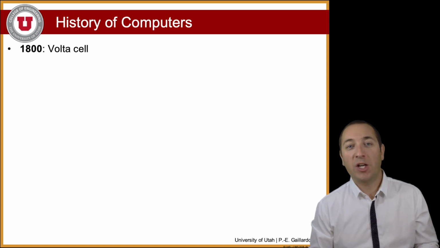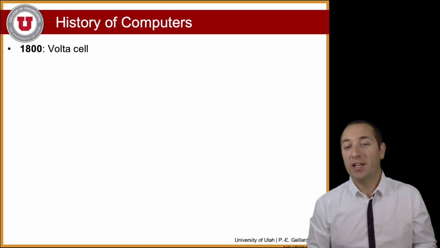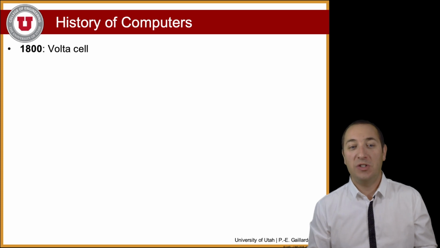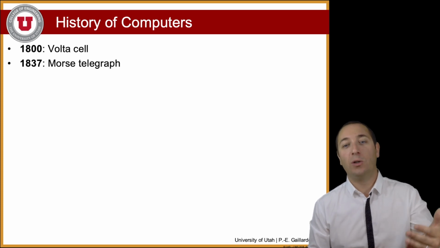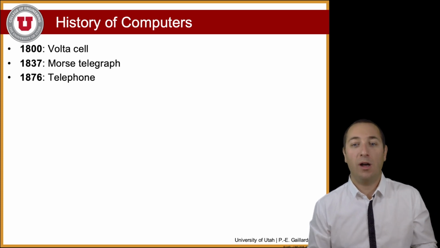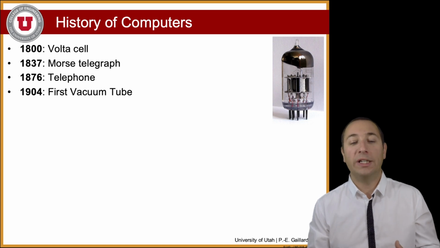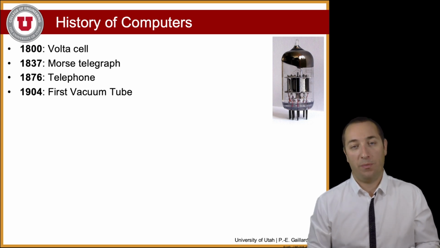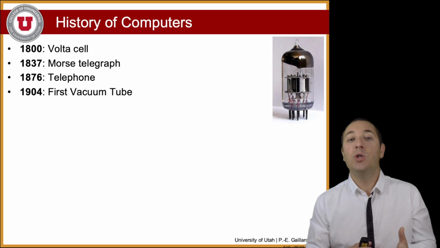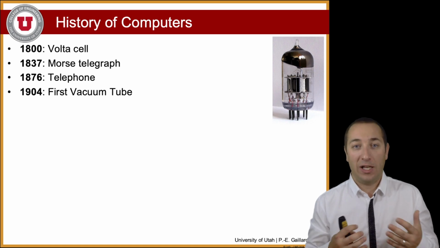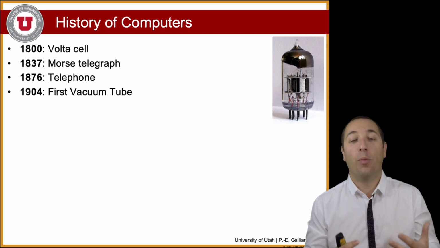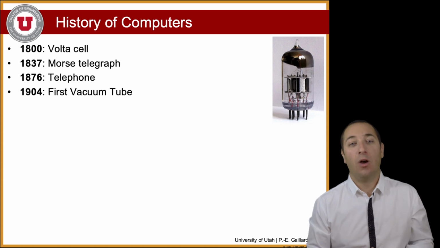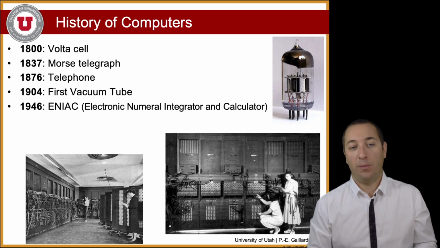Well, we could trace back computers as early, obviously, as the discovery of electricity with a Volta cell, and then all communication means with the Morse telegraph, telephone, and more importantly, the invention of the first vacuum tube. The first vacuum tube enabled active electronics and therefore active operations, which was the basis for creating a calculator.